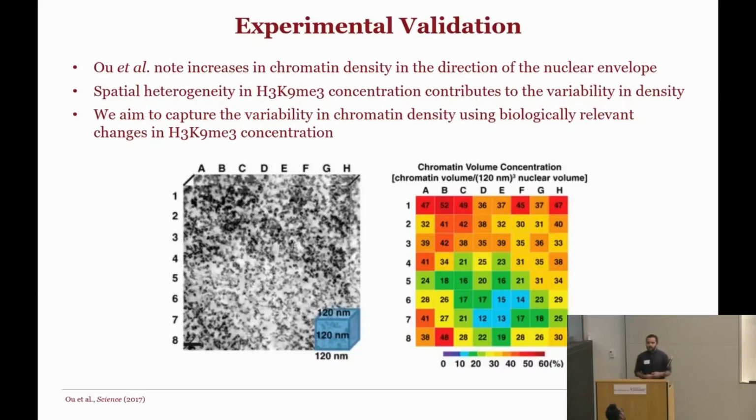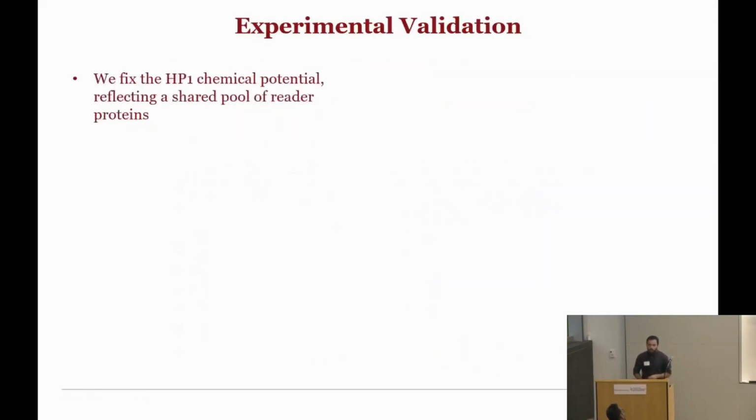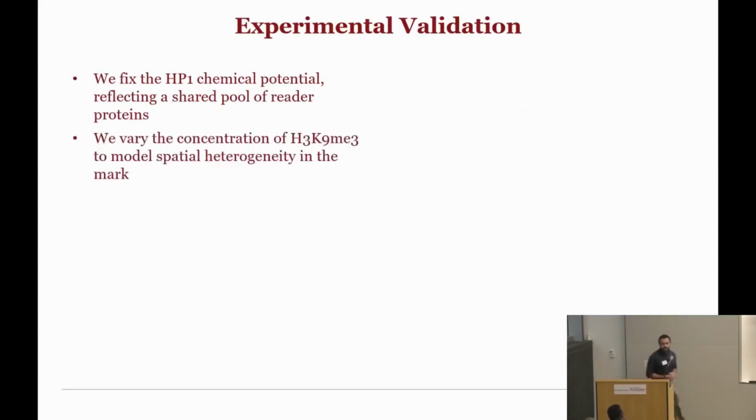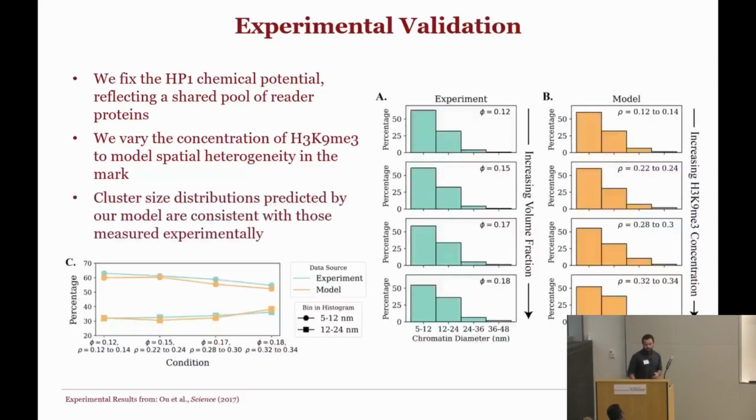So we know in the nuclear environment we have a shared pool of HP1s floating around available to bind the chromatin fiber, but we also know that there's spatial heterogeneity in H3K9me3 marks. So to validate our model, we want to fix the HP1 concentration, and we want to vary the amount of H3K9me3, and we want to see if we can replicate the cluster size distributions generated using ChromEMT. And we show that we are able to do just that.